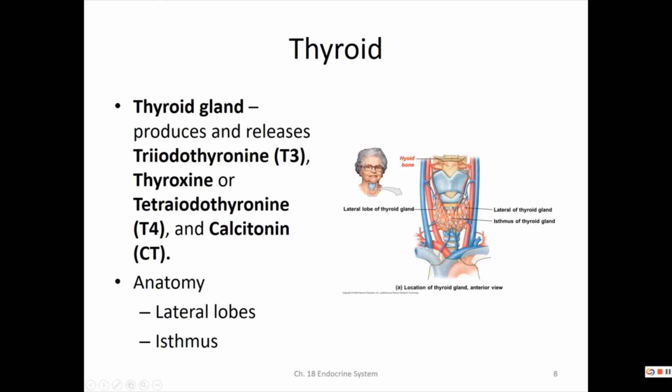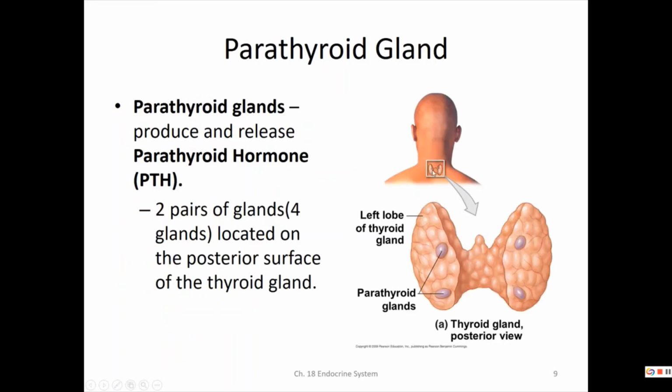Now, the parathyroid glands. If we look at the back of the thyroid, you will generally see four. There's usually four normally. There may be more, but there's normally four, two on each side, called parathyroids. There are two pairs on the back, and they make parathyroid hormone, PTH. Remember, that's the hormone that causes the breakdown of bone and the release of calcium.